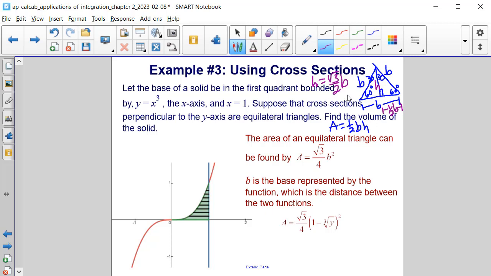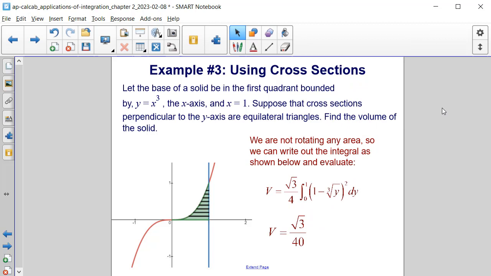So if we substitute this h value into our area of a triangle formula, we end up getting 1/2. Our base is still b. Then our height is square root of 3 over 2 times b. And when we simplify, we get square root of 3 over 4 times b squared. And again, b is the base represented by the function, and that is the distance between the two functions in our example. So instead of b squared, we can substitute in the outer function 1 minus the inner function, the cube root of y, and we're squaring that.